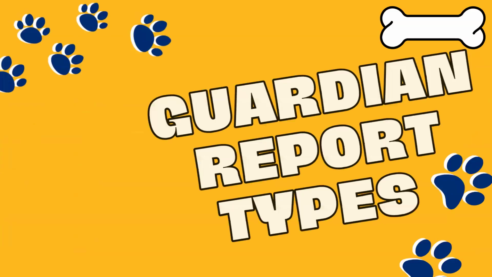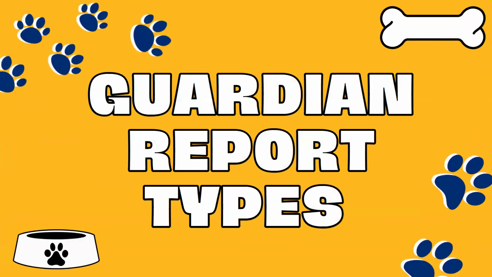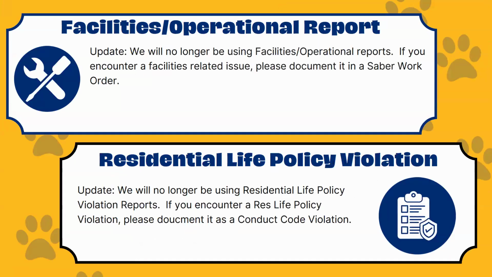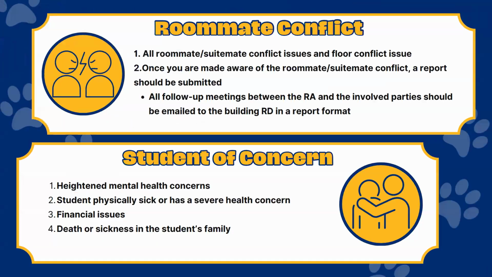Now we will talk about different report types you may encounter in your role as an RA. In previous years, we have used the operational/facilities report to document and track facilities-related issues. Moving forward, you will document any facilities-related issues in the Sabre Work Order System. We will also no longer be using residential life policy violation reports. If you encounter a residential life policy violation, please document it as a conduct code violation. Roommate conflict reports should be submitted as soon as you are made aware of a conflict.